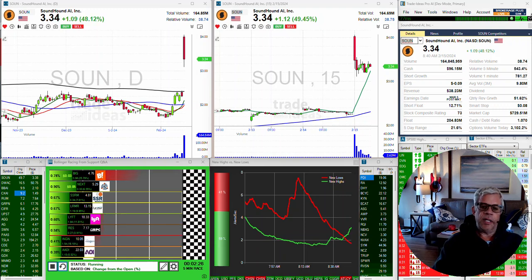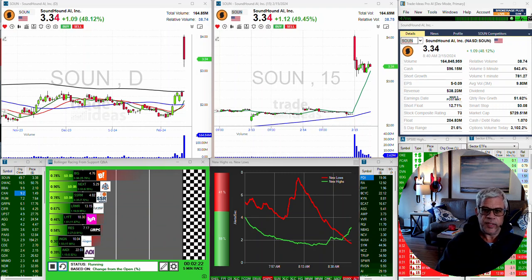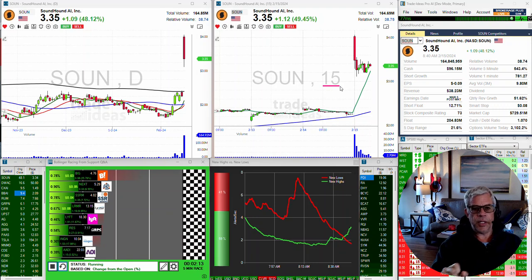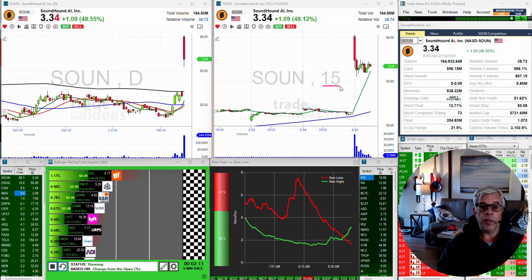Okay, I've got the magic indicator for you. It's just one simple indicator, literally, simple moving average. It is the 10-period simple moving average on a 15-minute chart. And I'm going to show you why I call it the magic indicator. I'm going to give you 3 or 4 examples here in today's trading.